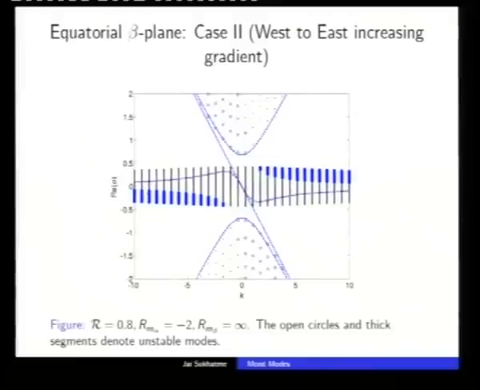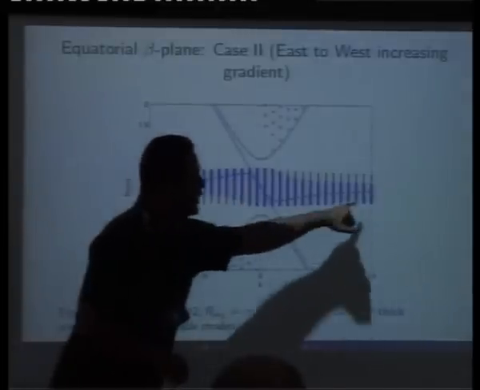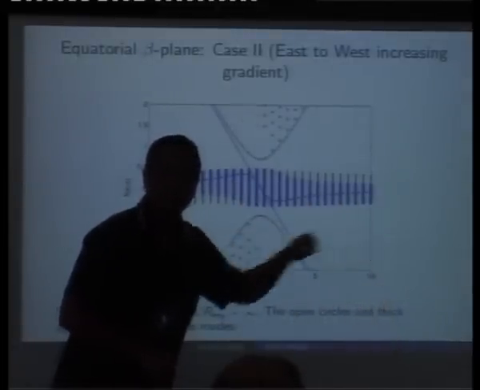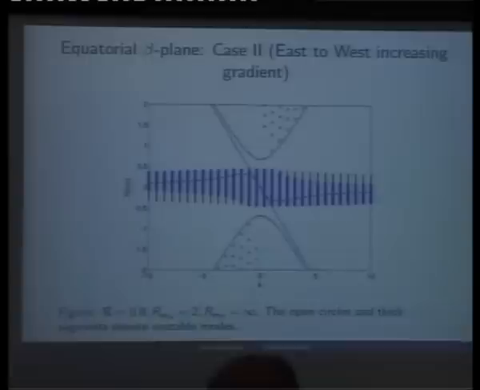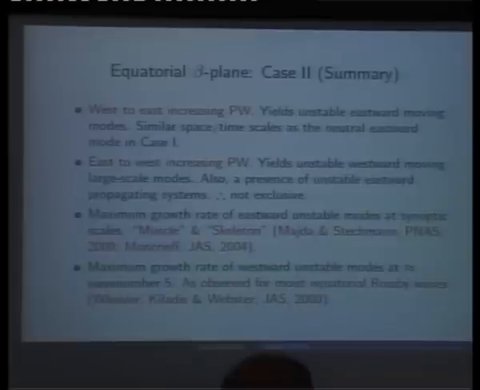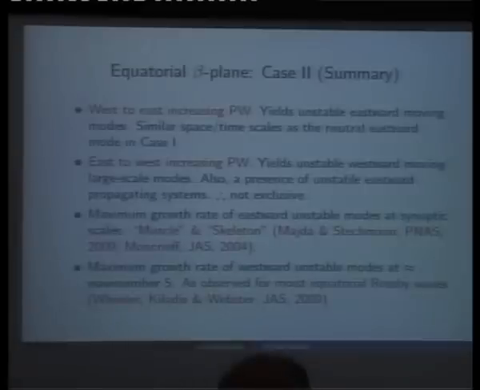And if you flip this over and do the calculation, when your gradient changes sign, you find that the larger scale modes that become unstable are precisely the westward moving modes, right? So if you summarize these, let me go first over here. Let's look at the first 2 points. When you have an increasing precipitable water gradient from east to west, you have waves that go towards the west.